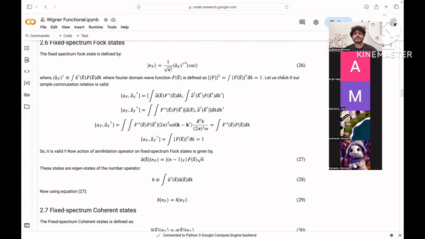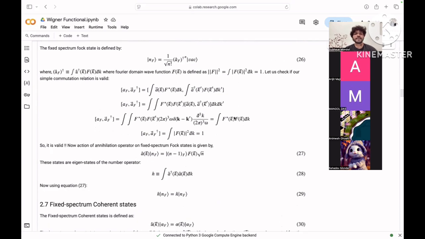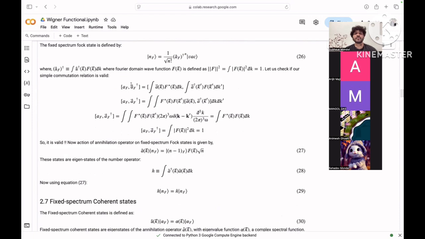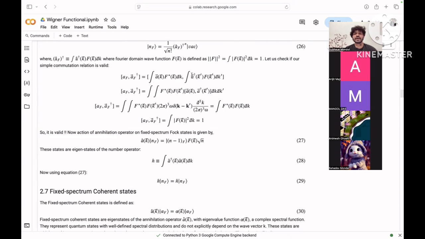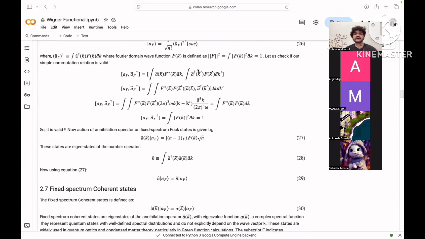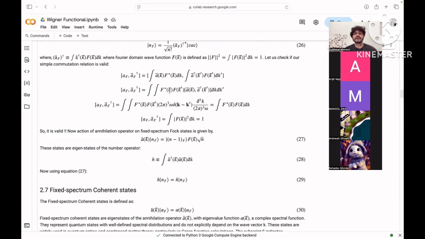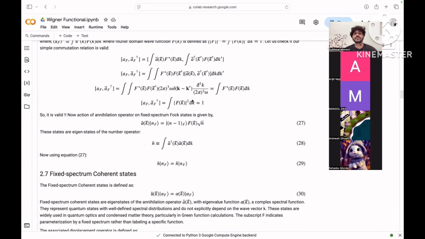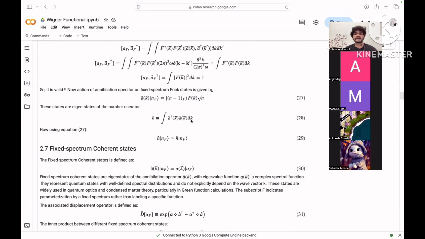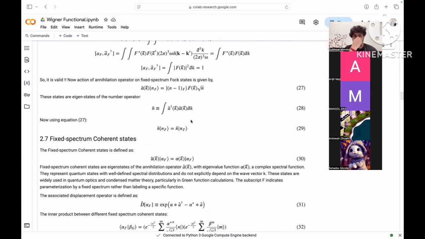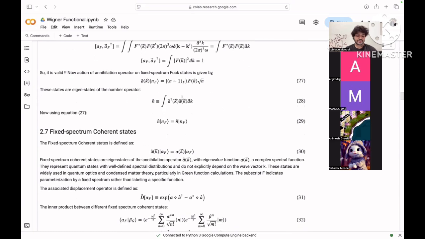And let us check if the simple commutation relation we already know from quantum optics, that is this one, is already valid. This should be 1. So let us see if that is true. We have done the calculation here. We have set up the integrals, and we have done the integration, and after that we can see that this results in 1. So our formalism seems to be correct up until now. So it is valid.